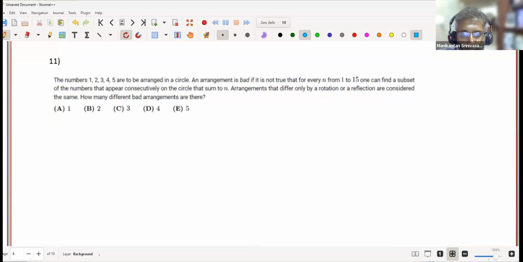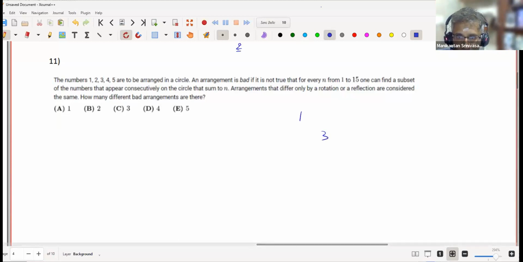So let's understand the question clearly, guys. So what does this say? 1, 2, 3, 4, 5 are arranged in a circle. So I'll just give an example arrangement. Let's say 1, 3, 2, 5, and 4, something like this. Now an arrangement is bad if it's not true that for every n from 1 to 15, you can find a subset of the numbers that appear consecutively on the circle that sum to n. So it's a very loaded statement.